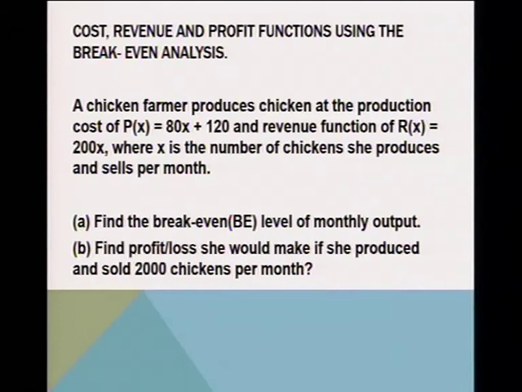Let's say, for example, you are given that simple example there. The chicken farmer produces chicken at a production cost of that, and then the revenue function of that. Sometimes the cost function and the revenue function are not given to you, but you have to form them yourself based on the information given in that scenario. You should know that profit.